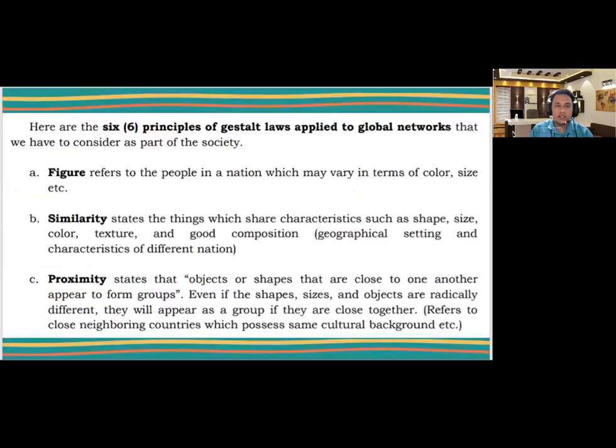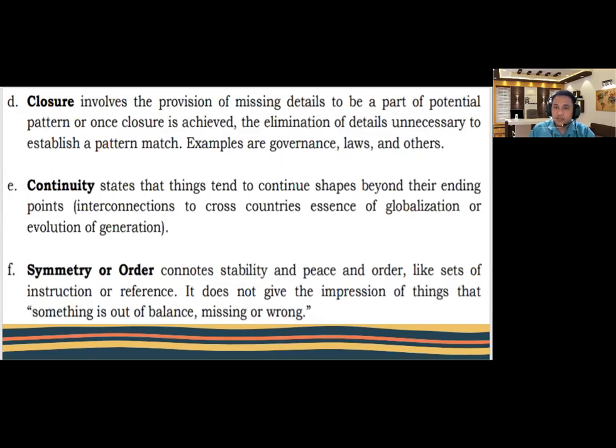So yung tinatawag nating 6 principles of Gestalt law, that can be applied to global networks. Meron tinatawag na figure. So the nation, the people in the nation with parity in color, sizes. Similarity, pagkakatulad. So proximity. Kahit na hindi sila ganun ka halintulad, katulad ng mga neighboring countries natin, but we do possess same cultural backgrounds. Closure, so this is the provision of the missing details for a potential pattern of governance, laws, and etc.